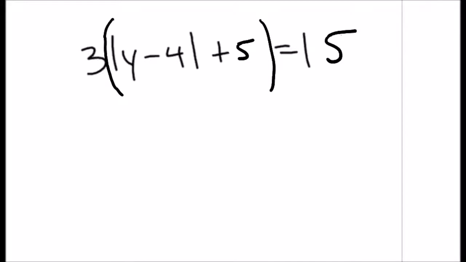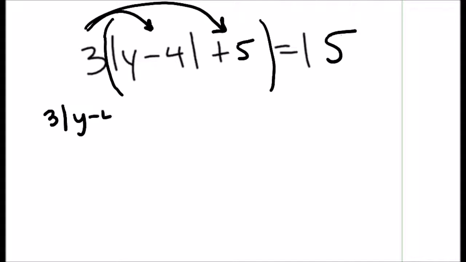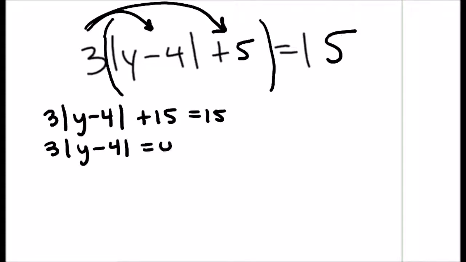Okay, I've got another special case here. We got 3 times the absolute value of y minus 4 plus 5 is equal to 15. There's a couple of ways that we could proceed. I feel like y'all would be most likely to attempt to distribute this first, so I'm going to do that. I'm going to say 3 absolute value of y minus 4 plus 15 is equal to 15. I'm going to subtract 15 from both sides, and I'll get 3 absolute value of y minus 4 is equal to 0.